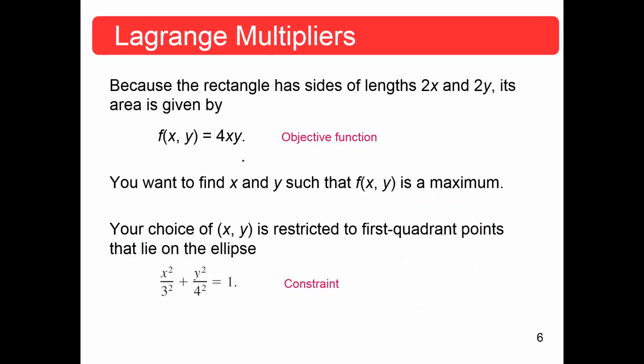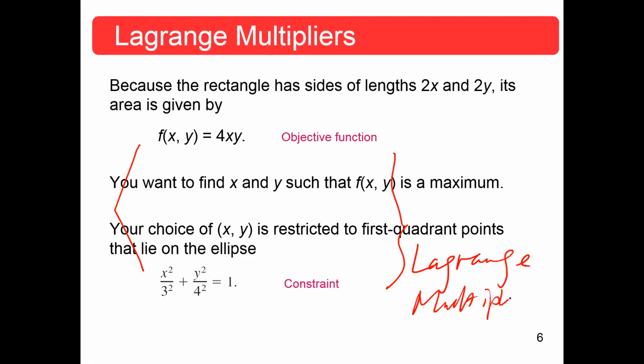So over here, the objective function is 4xy. The constraint, as we have illustrated, is x squared over 3 squared plus y squared over 4 squared equals 1. These two elements are what you need for the Lagrange multiplier method. Now you must be very curious: what exactly is the method of Lagrange multiplier, and how do we use it to solve such constraint optimization problems? So we're going to introduce this famous method here.